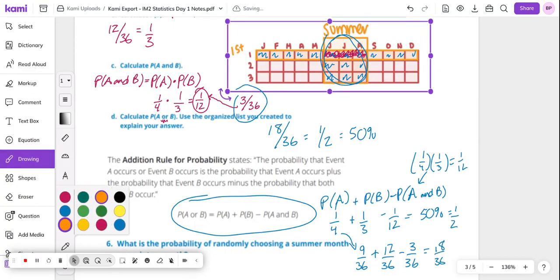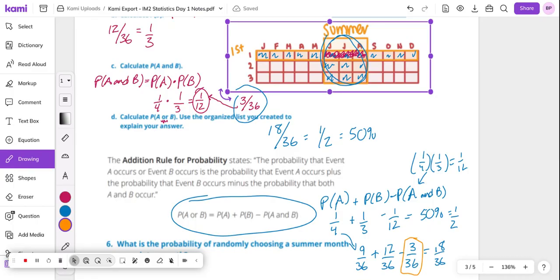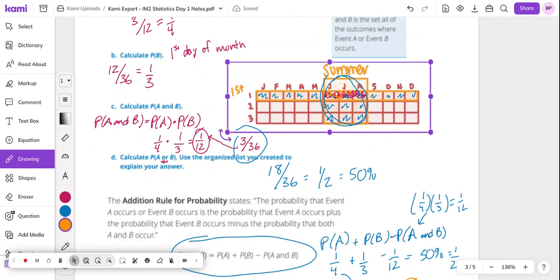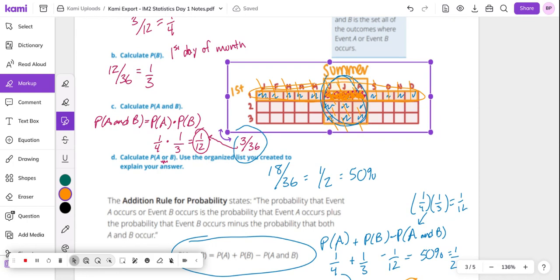Now here's the important part here, guys. And here's why we subtract. So when you go probability of A, which is the summer months, you count these 3 days right here, okay? You count them as part of the summer months, but then you count those 3 days again when you're considering the first days of the month. So if you count all these up, that would be like 1, 2, 3, 4, 5, 6, 7, 8, 9, 10, 11, 12. But then you're counting them again here. 1, 2, 3, 4, 5, 6, 7, 8, 9. So you double count these 3 days, right?